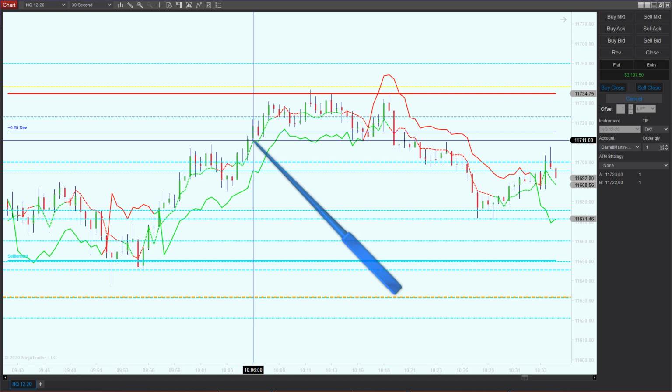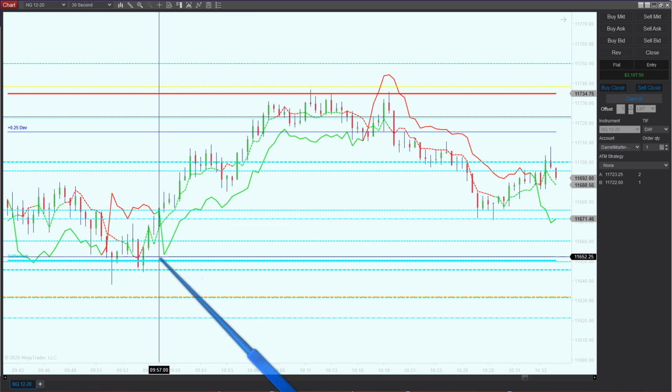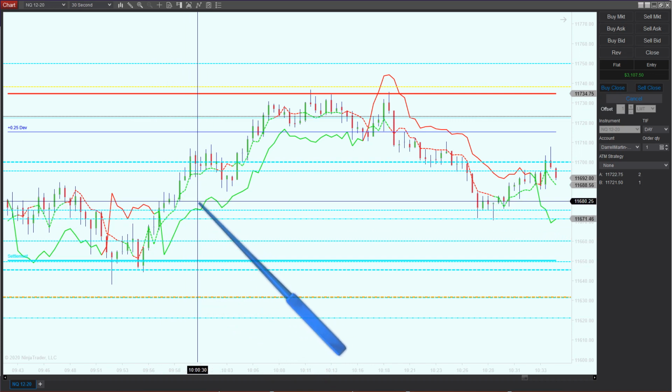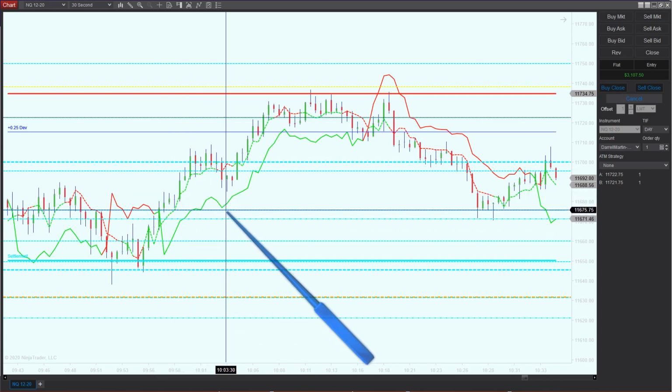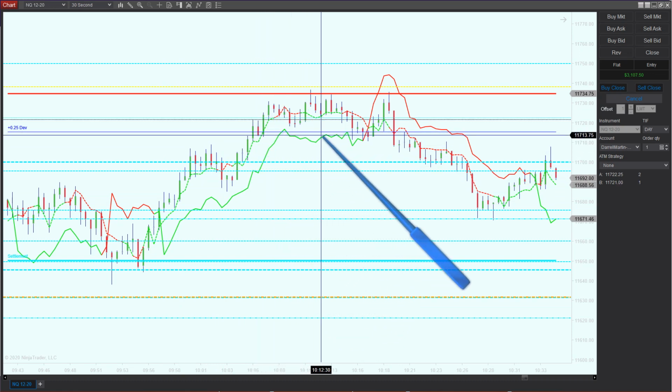When do you get out? You have 3 ways to get out, Tony. Okay, one is, let's say you took this entry. Your stop's right here. You trail it as soon as the solid line gets above your entry, 5 points behind the solid line, or if it closes below it.